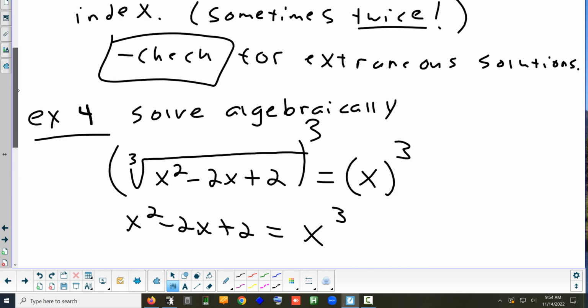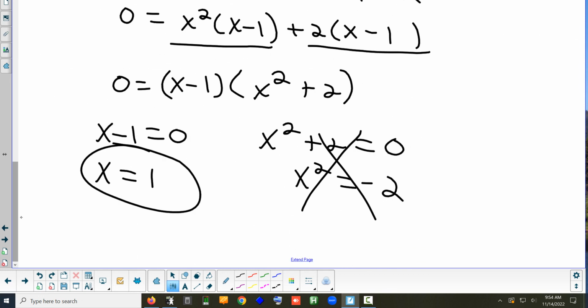So factor by grouping is going to come up. Regular factoring will come up, and maybe a quadratic formula. We'll see.